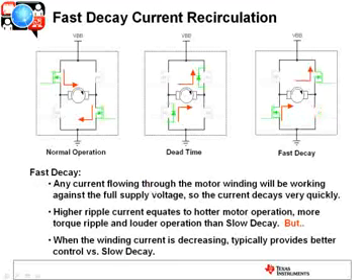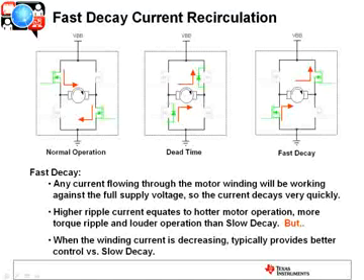Now if we look at another decay method called fast decay, again we've got normal operation here where the high side and low side are conducting, motor spinning, everybody's happy, the dead time we talked about. Now instead of turning the 2 low sides on, we actually turn on the high side and low side, and we use the battery to help drive that current down very quickly. So it's seeing that supply voltage, or it's fighting that supply voltage. So the current decays very quickly.